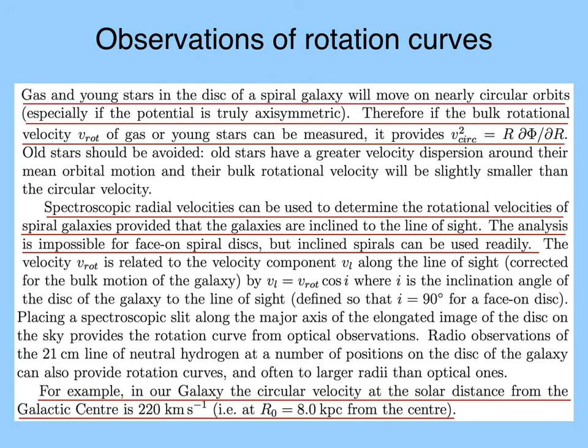Now, gas and young stars in the disk of a spiral galaxy will move on nearly circular orbits, especially if the potential is truly axisymmetric. Therefore, if the bulk rotational velocity of gas and young stars can be measured, it will provide the circular velocity squared for the galaxies. In our own galaxy, the circular velocity at a distance of 8 kiloparsec from the galactic center, where our sun lies, is estimated to be 220 kilometers per second. Similarly, it can be done at other radii.